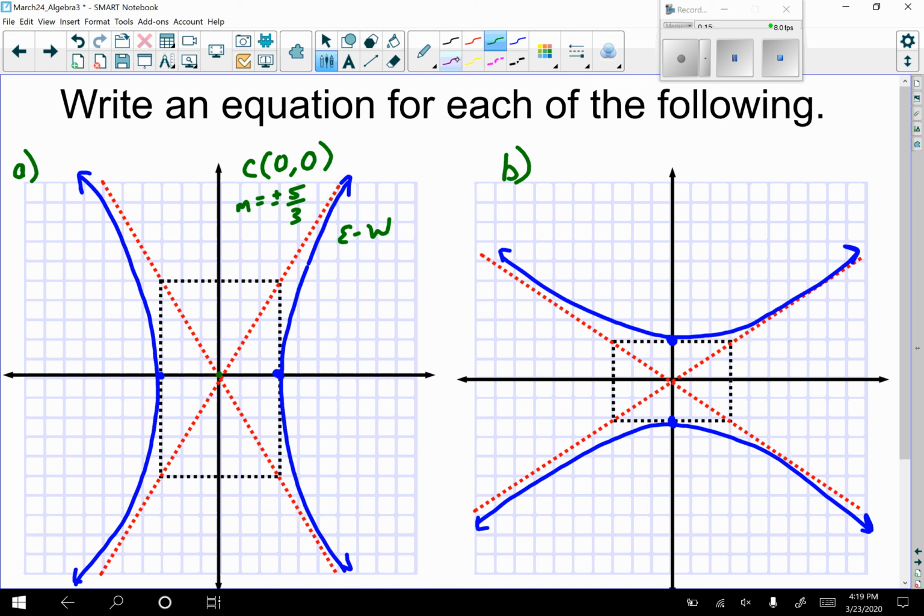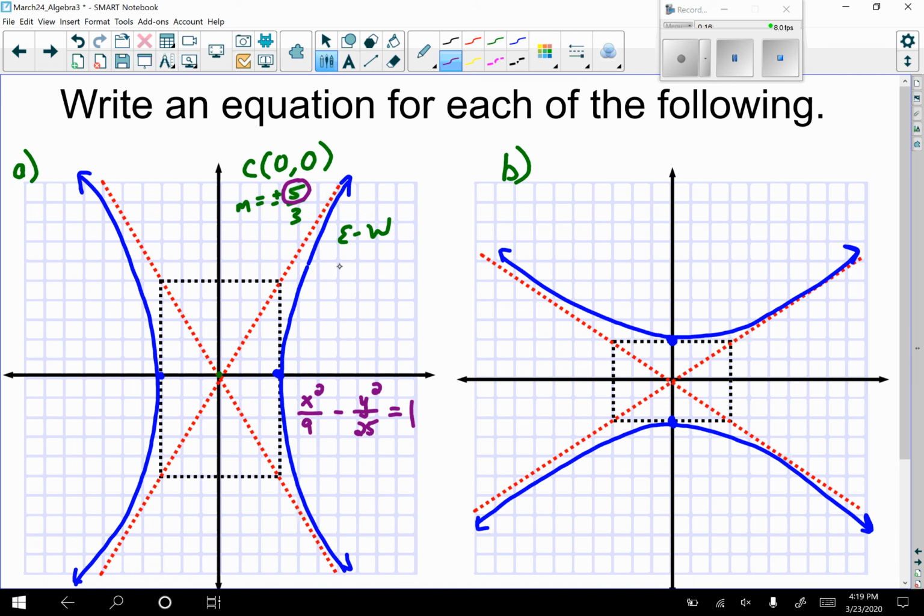So if we go to write our equation, I know I'm going to have two fractions separated by a minus sign, and it's going to equal 1. Since this is east-west, I'm going to have x squared first, y squared second. Now remember, the numerator of our slope, if we square it, that's going to go under where y is. So this means this is plus or minus b over a. So 5 squared is going to go second to become a 25. And then 3 squared will go first, which will be the 9. And then there's our equation.